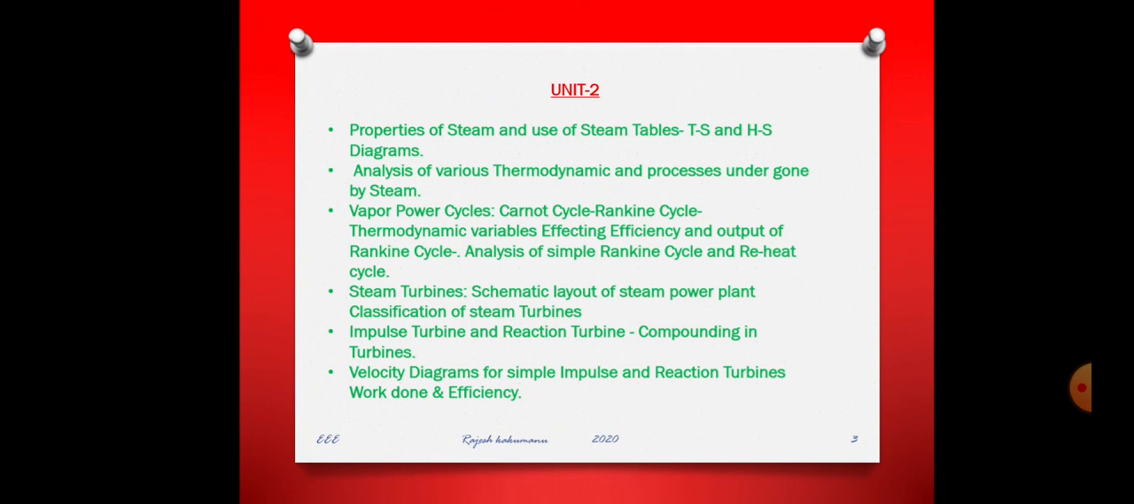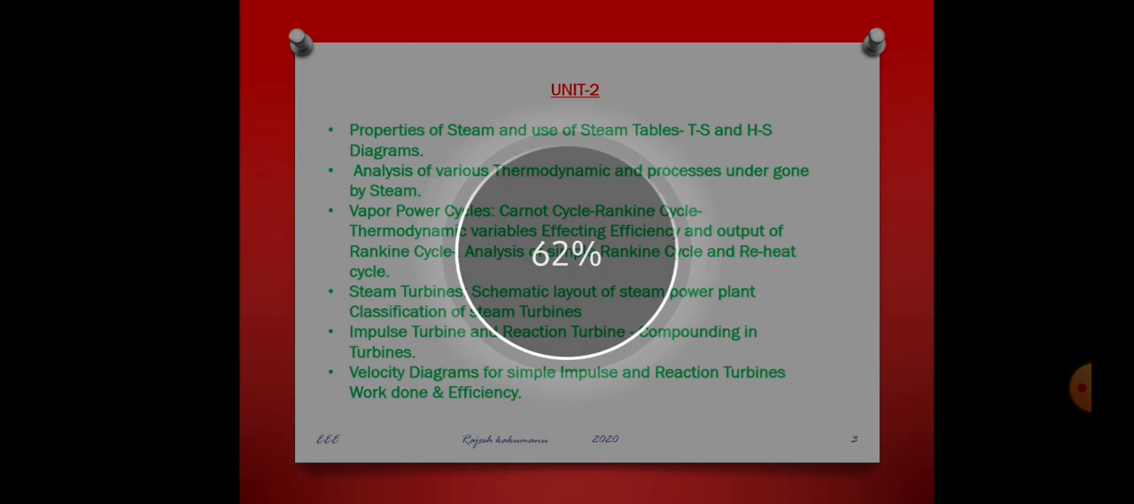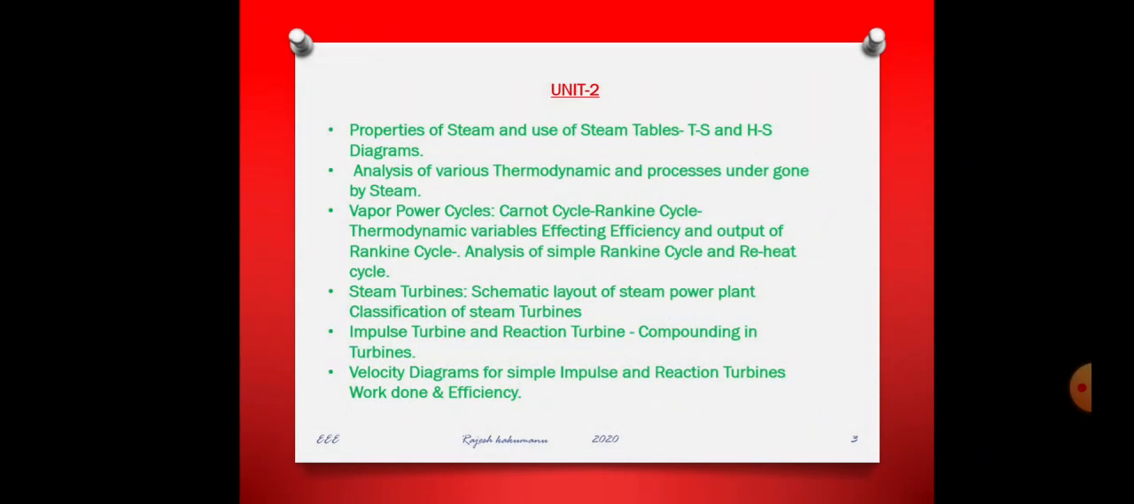In the steam tables, you can see the T-S or H-S diagrams, temperature-entropy and enthalpy-entropy diagrams, which are related to the engine assemblies. Next, analysis of various thermodynamic processes undergone by the steam. By using the steam, we can also see the various thermodynamic processes in unit 2.